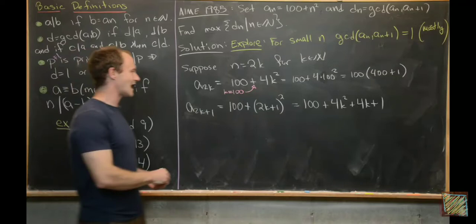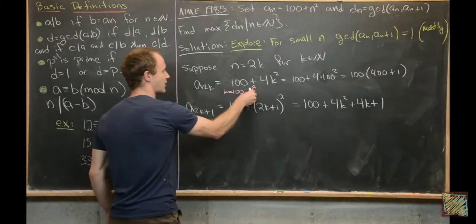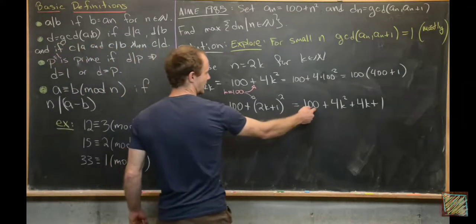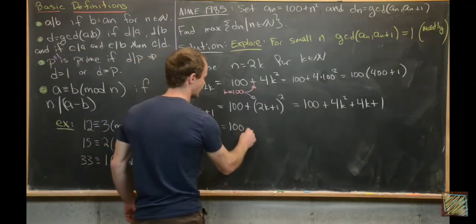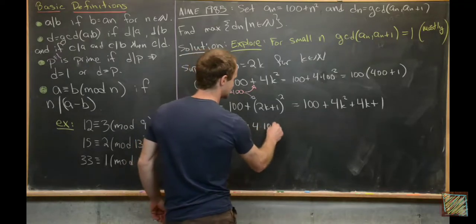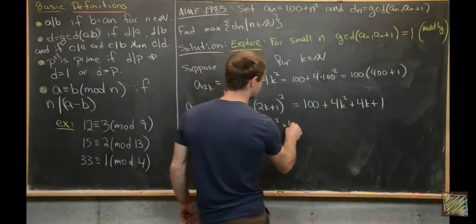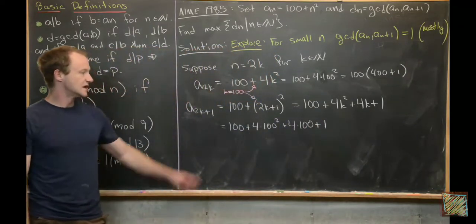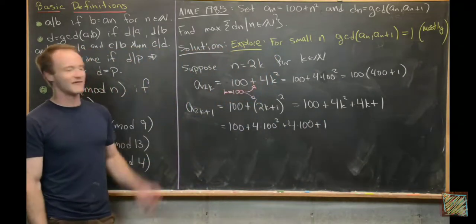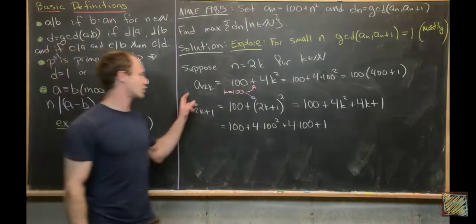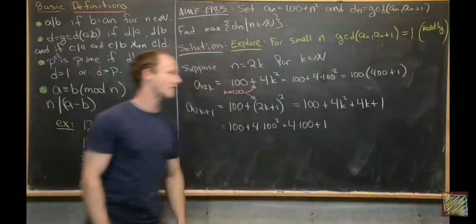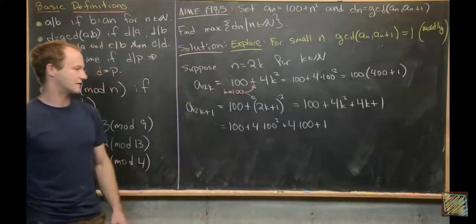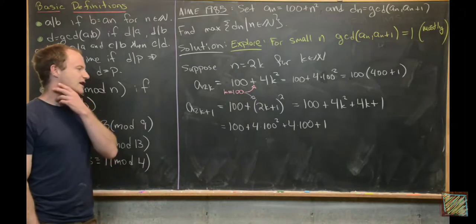So now let's likewise see what happens if we plug k equals 100 into this thing down here. So I'm going to plug it into this part, so that gives me 100 plus 4 times 100 squared plus 4 times 100 plus 1. So now in order for this thing to have a nice common factor with our a sub 2k, which is that thing up there, maybe we want to factor something like 4 plus 100 out of there. Let's see how we can do that.